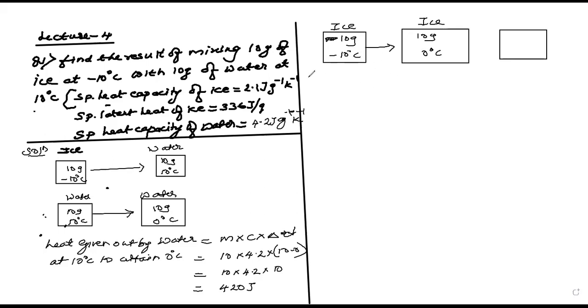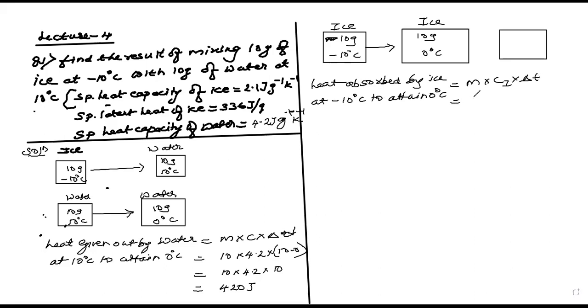So again, children, this is heat absorbed. This was heat given out. But here heat absorbed by ice at minus 10 degrees Celsius to attain 0 degrees Celsius will be m into C of ice, into delta T.